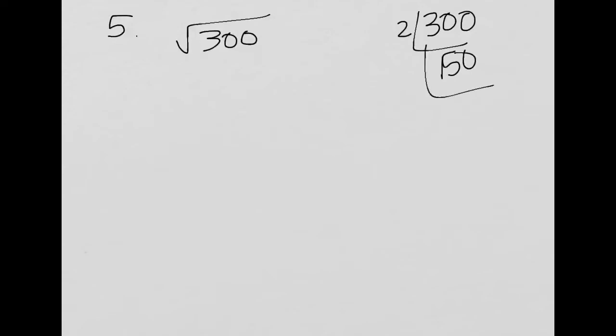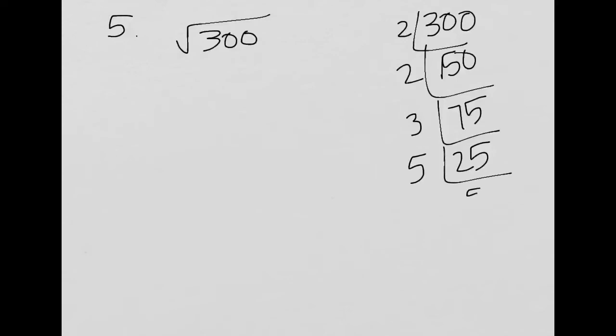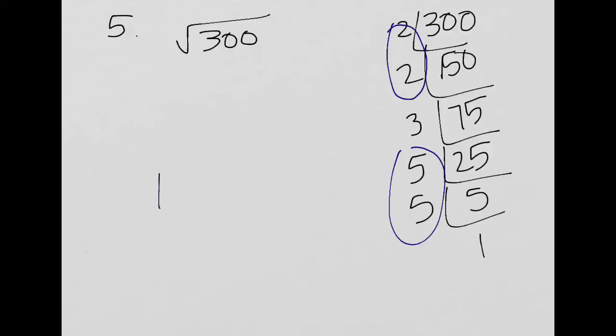Number 5 through 7 ask you to simplify. So square root of 300, I would type it in my calculator. I get a decimal, so I break it down. I start with 2, and I use 2 until I can't. Then I try 3, and if 3 doesn't work, I go to 5. I go until I hit a 1. Then I find pairs. So I have a pair of 2s and a pair of 5s. So 2 times 5 is 10 on the outside, and the 3 is left under the square root.